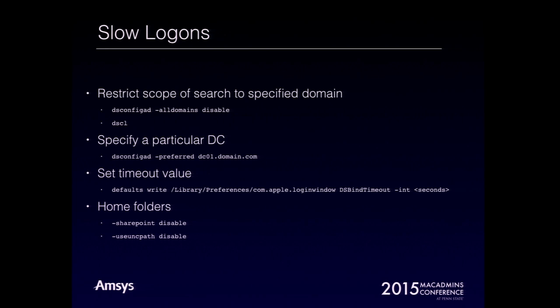And then a couple of other things that we have done sometimes. Login window DS bind timeouts in a number of seconds. So again, it just helps to speed up the process, and the home folders are a big one. So if those two options at the bottom, SharePoint and use UNC path, are enabled, you'd think it's just trying to mount a home folder, but it does have a real impact on whether the logging in is successful or not, and the speed of it.